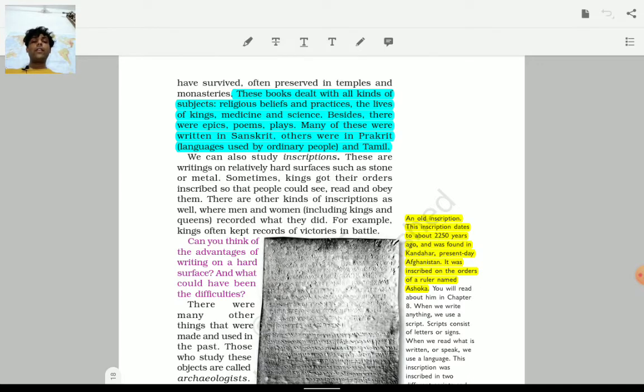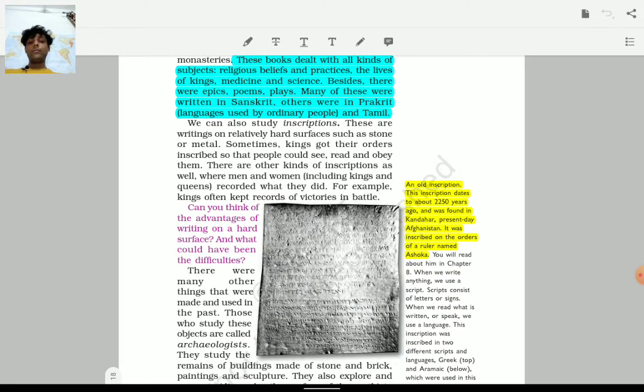And there is one important thing. An old inscription has also been found, from somewhere around 2250 years ago, in Kandahar, present-day Afghanistan. It was inscribed on the order of the ruler named Asoka. So Asoka also issued inscriptions, but that inscription was not on palm leaf. It is important to understand.